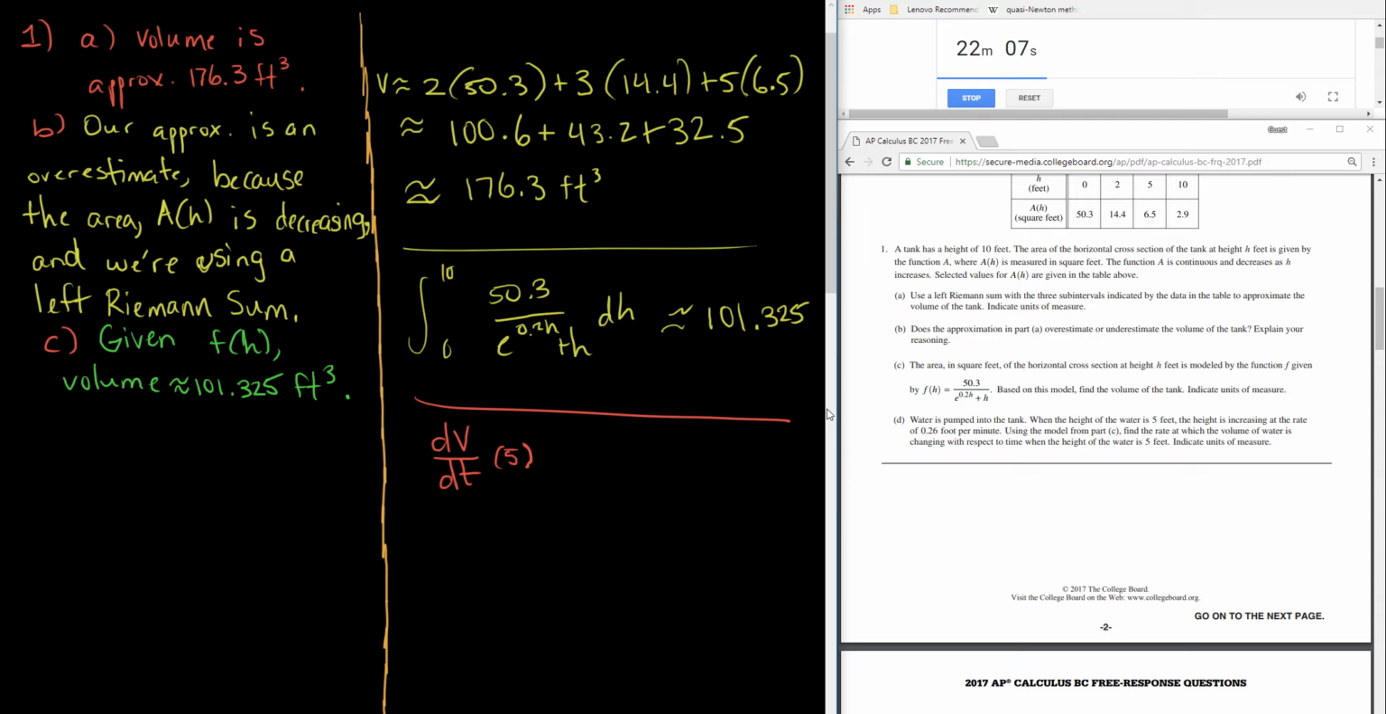Find the rate at which the volume. So, what we want to do is we're going to say the cross section, so A of h, F of h. So, we're going to find what is the area at 5 feet, which is going to be 50.3 divided by e to the 0.2 times 5 feet up, plus 5 feet up. Alright, this tells us 6.51699. This is f of 5, this function they gave us at 5. And given this, we know that's the area.